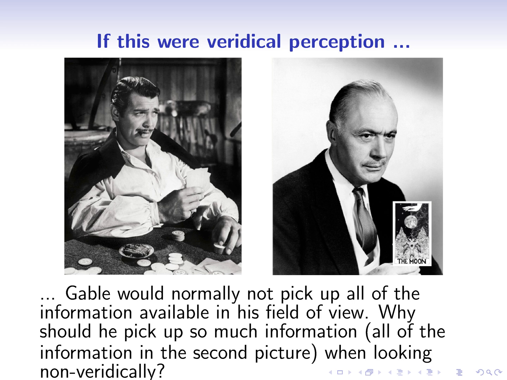Here's a problem with this. If this example was veridical perception, Gable would normally not pick up all of the information available in his field of view. For instance, he might not pick up information about the precise configuration of the tie. Why should he pick up so much information, all of the information in the second picture, when looking non-veridically?